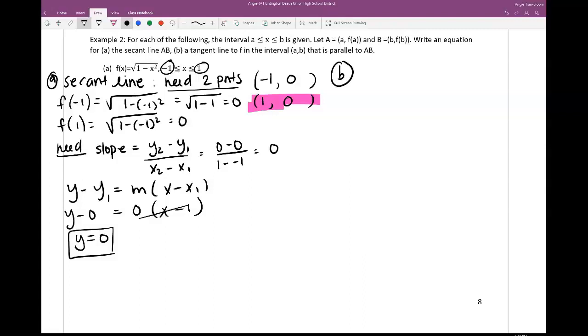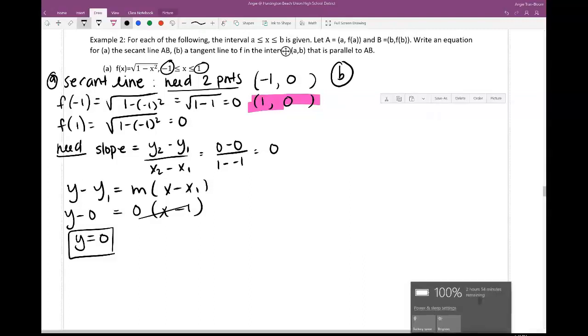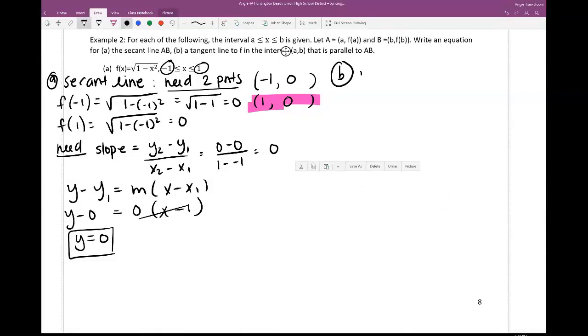Now part B says find the tangent that's going to be parallel to that. So let's do it. For a tangent line, I need 1 slope. If it's parallel, the slope should be exactly the same as the secant, so slope is 0. I also need a point, but here's the part that's going to be kind of weird. You're going to need to find where this is parallel to. So even though I have the slope of this tangent, I don't know where it is parallel to.